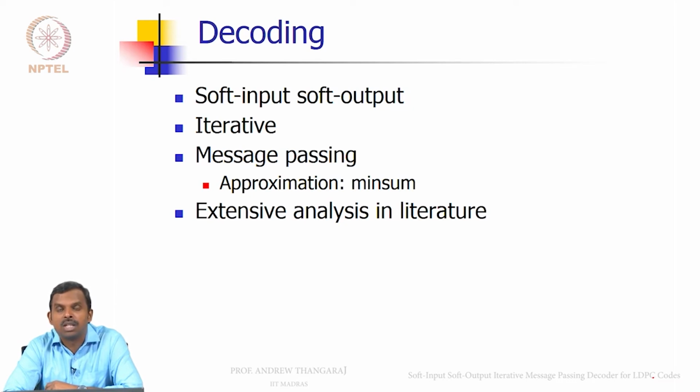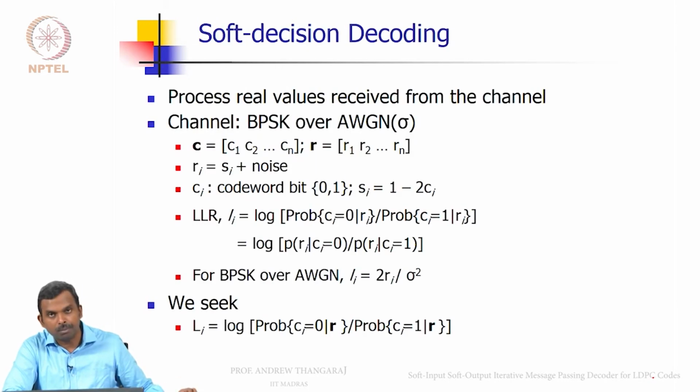There is an approximation involved which is called the min-sum approximation. We have spoken about it. This is a very well studied decoder today. Okay, so many papers are there in the literature. We will not look at an exhaustive study of all possible variations, just one type of decoding which is quite popular in practice today. Okay, that is how we will proceed.